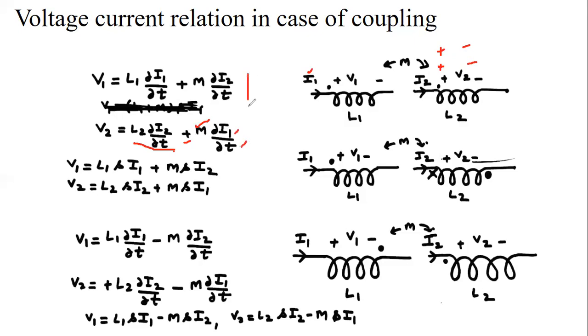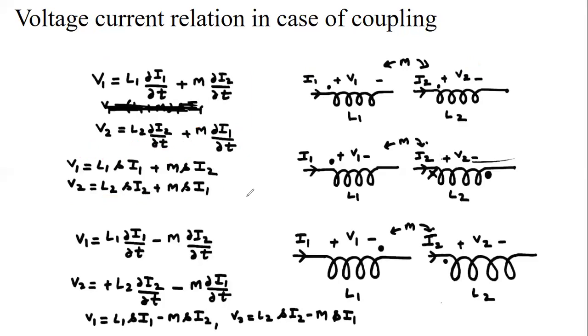Okay, these are the equations in the time domain. If we want to represent them in the frequency domain, here V1 is represented as V1 of S in the frequency domain, while here voltage is in the time domain. So the equations are V1 equal to L1S I1 plus MS of I2, and V2 equal to L2S I2 plus MS of I1.